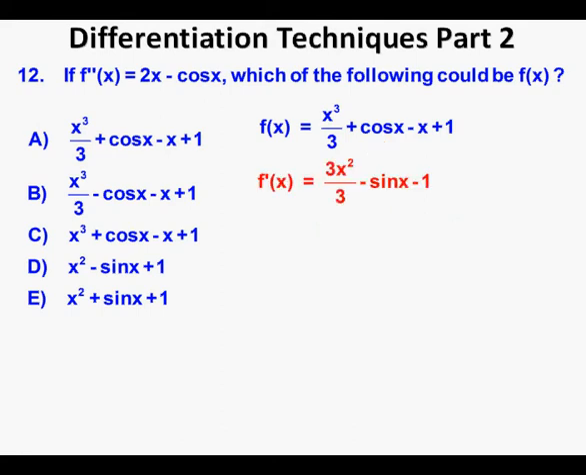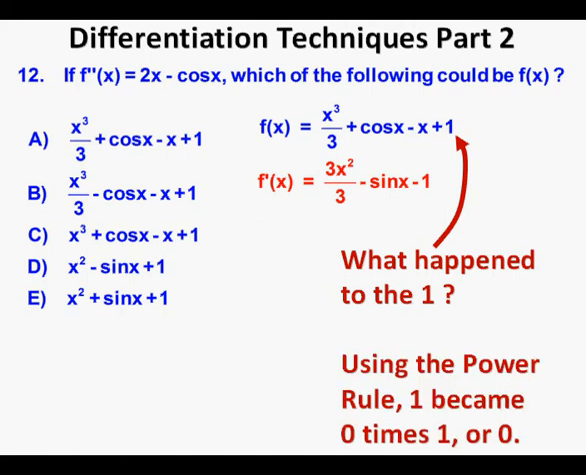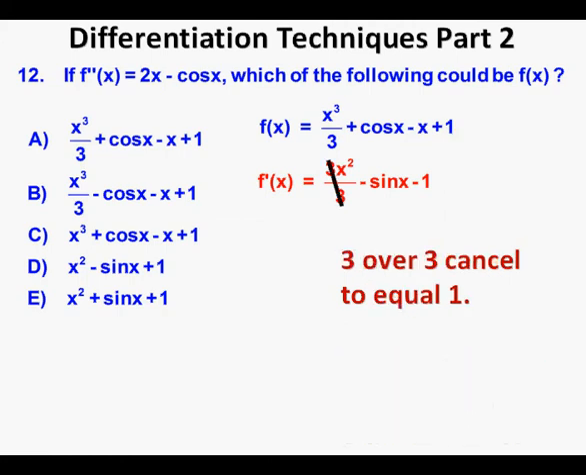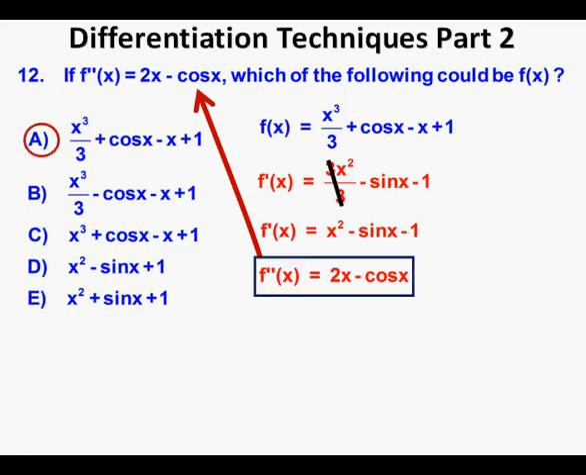We get f prime of x equals 3x squared over 3 minus sine x minus 1. What happened to differentiating the 1? Well, that became 0. Next, 3 over 3 cancel to equal 1. And we're left with f prime of x equals x squared minus sine x minus 1. And then differentiating the second time, we get f double prime of x equals 2x minus cosine x. And we should see that this double differentiation of answer A gives us what we started with in our problem. So we box in our answer and circle the correct answer choice, answer A.